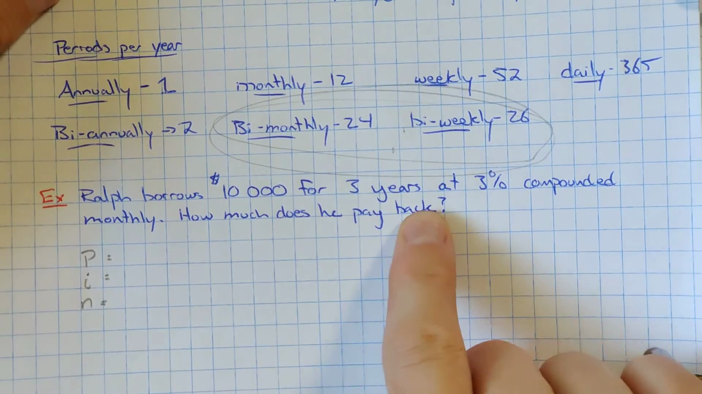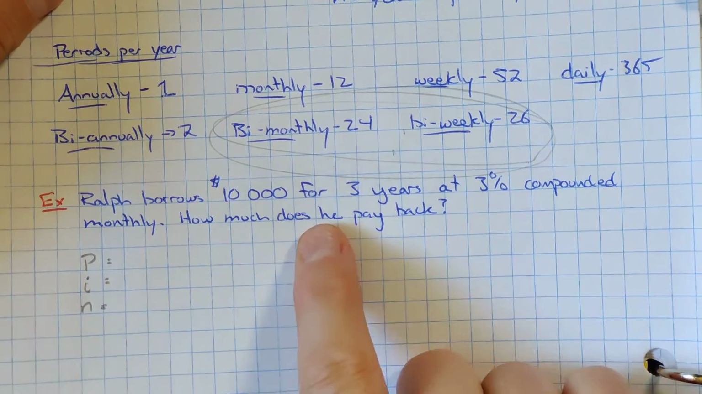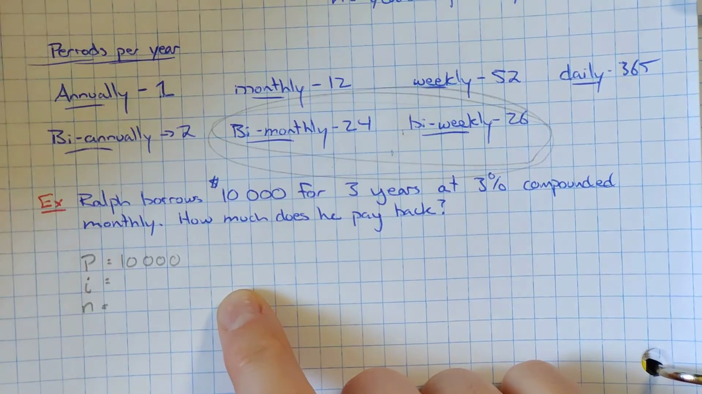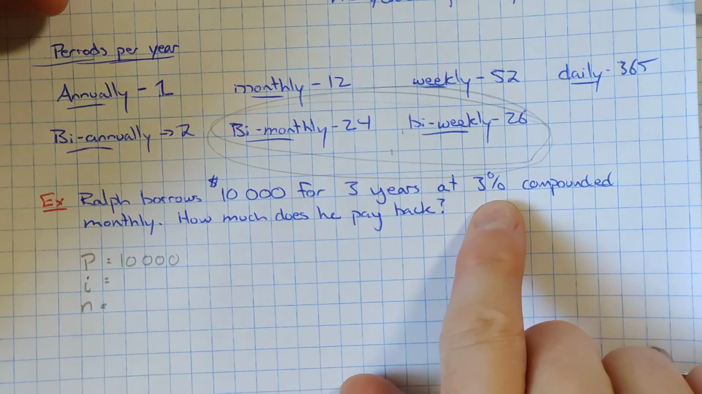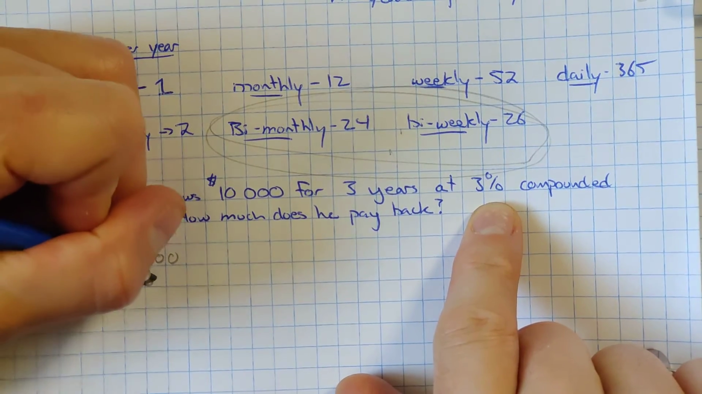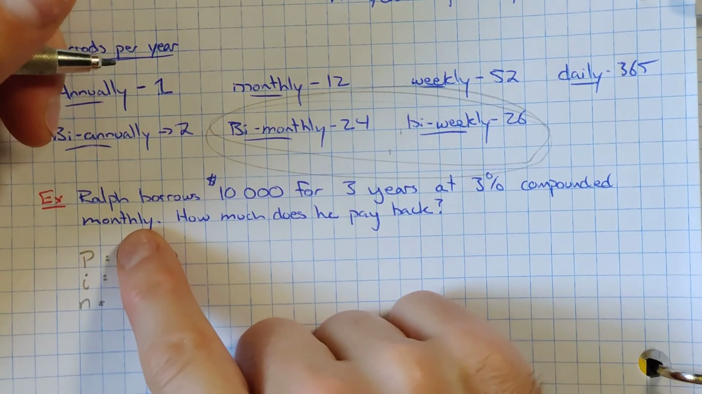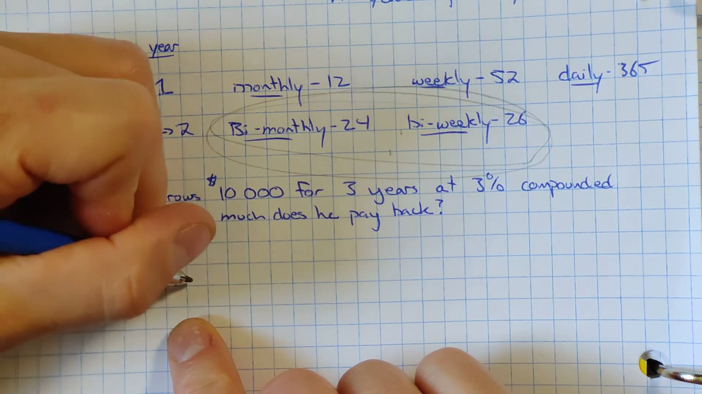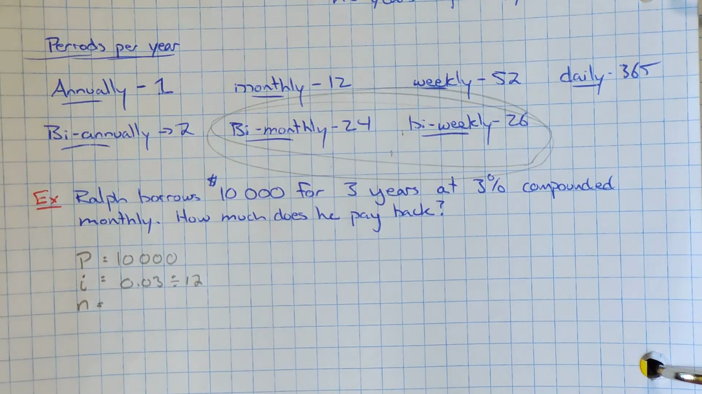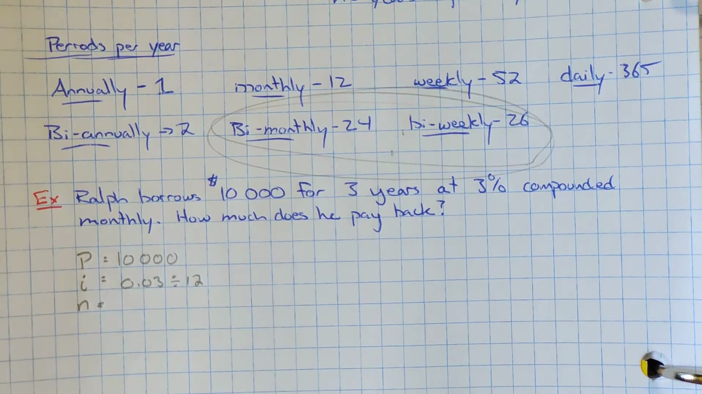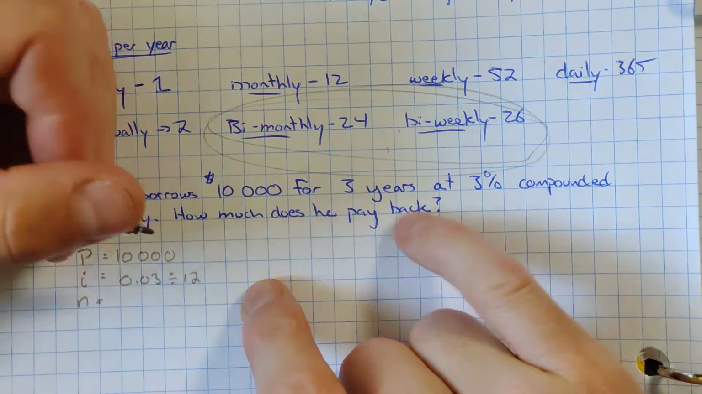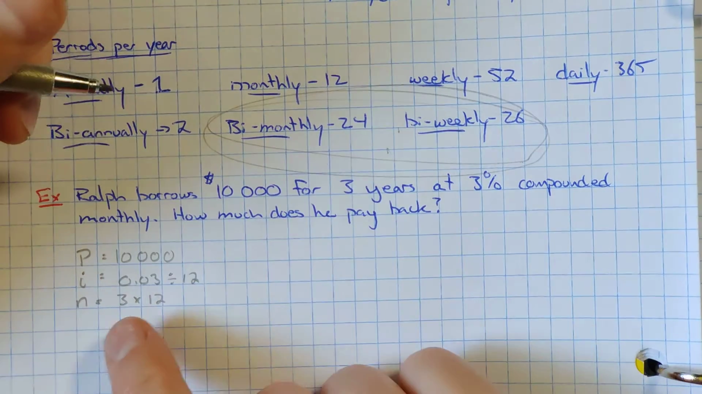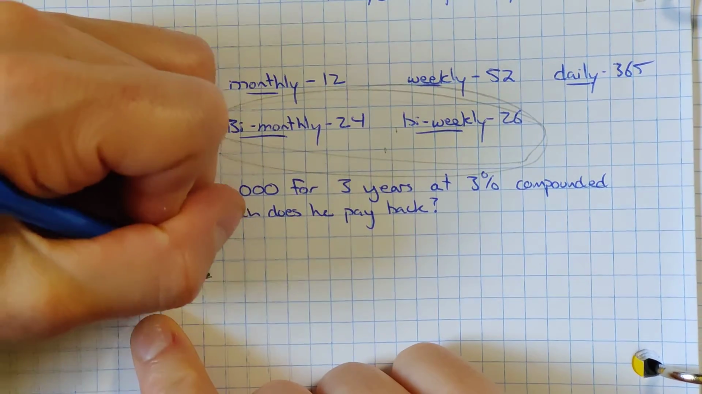Ralph borrows $10,000 for 3 years at 3% compounded monthly. How much does he pay back? So he's got a principal of $10,000. The interest rate is 3%, so 0.03, compounded monthly. So that means we need to divide this by 12 because it's happening every month. And then how many times does it happen? 3 years times 12, because it's happening monthly.